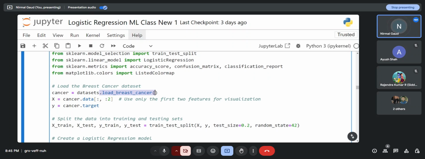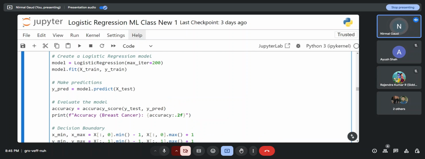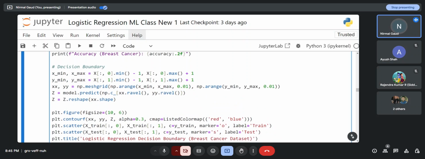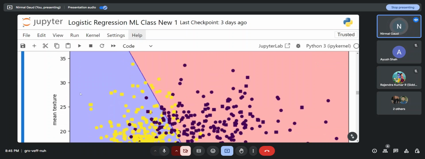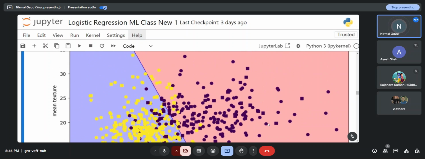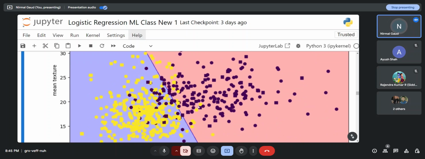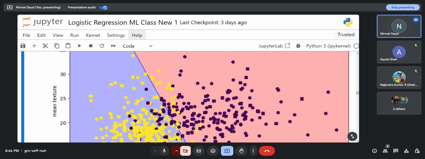Then I took breast cancer data. Again I am taking the two features: target, train test split, logistic regression training, model prediction, accuracy. Okay, same. Here I am having 91% accuracy. Why am I taking only two features? The reason is, let's consider only two features for making a decision boundary, and it's a binary classification problem. You can see two regions are present, so it's a binary classification because either someone is having breast cancer or not, zero or one.